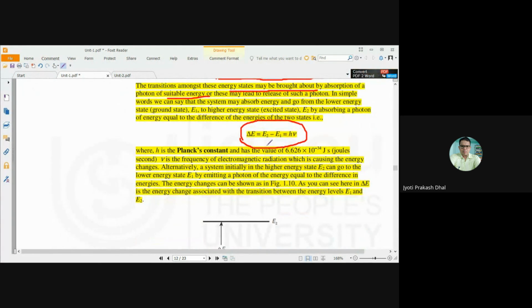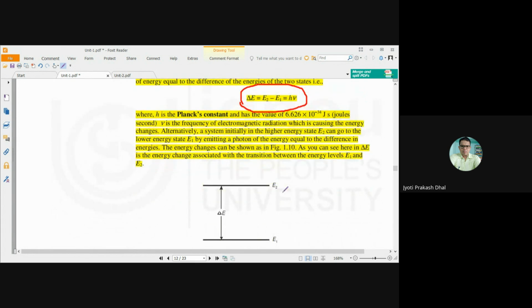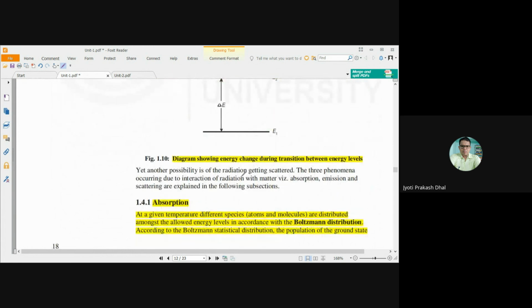So del E equals E2 minus E1, that is equal to h nu, where h is Planck's constant having the value 6.626 times 10 to the power minus 34 joule second, and nu is the frequency of the electromagnetic radiation that causes this type of transition, that means the frequency of the electromagnetic radiation absorbed by the matter, and hence that will undergo transition from ground to excited state. Here is the diagram showing the energy change during transition between the energy levels.